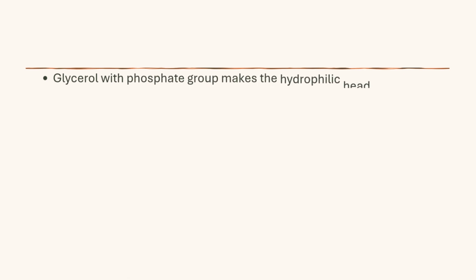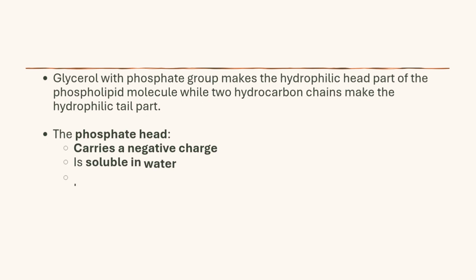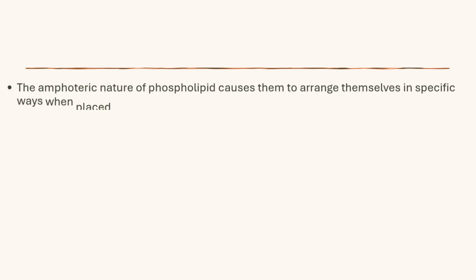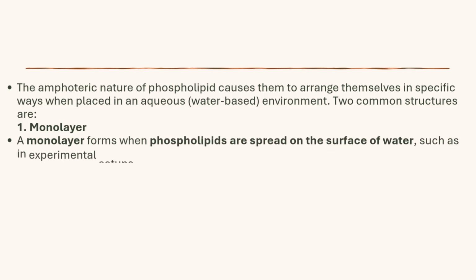Glycerol with phosphate group makes the hydrophilic head part of the phospholipid molecule, while 2 hydrocarbon chains make the hydrophobic tail part. The phosphate head carries a negative charge, is soluble in water and hydrophilic, which means water-loving. The fatty acid tails are neutral, insoluble in water and hydrophobic, which means water-hating. The amphipathic nature of phospholipids causes them to arrange themselves in specific ways when placed in an aqueous, water-based environment.